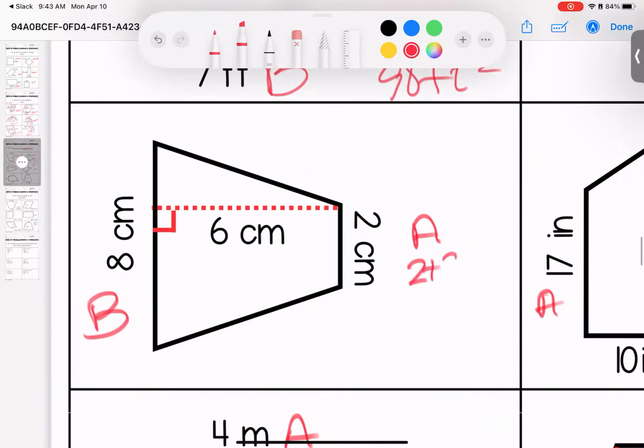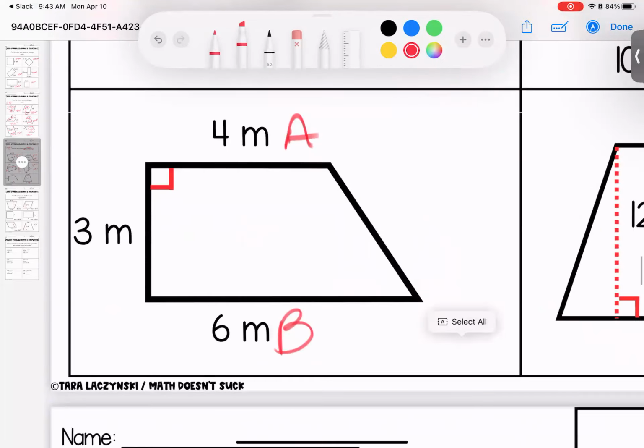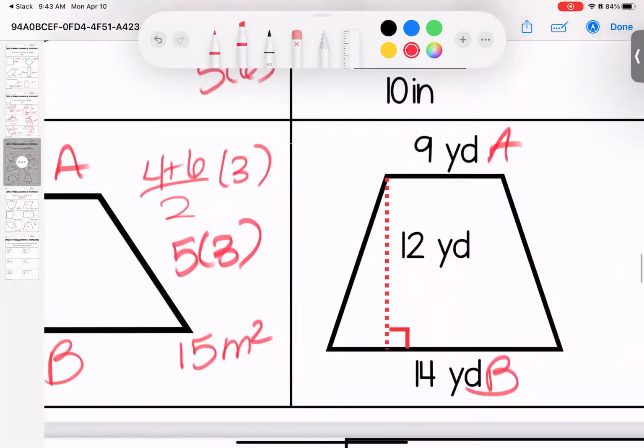Over here, 2 plus 8 cut in half times 6. 2 and 8 is 10. Half of 10 is 5. 5 times 6 is 30 centimeters squared. Coming down here, A plus B divided by 2 times 3. 4 plus 6 is 10. Half of 10 is 5. 5 times 3 is 15 meters squared.